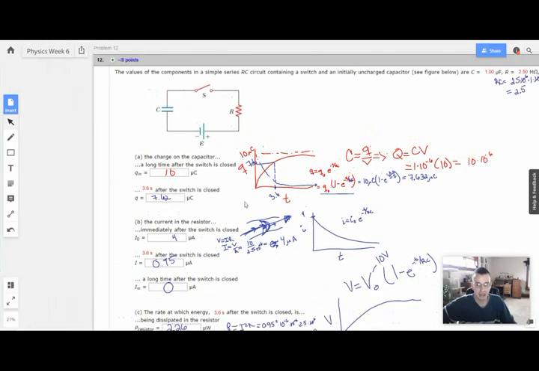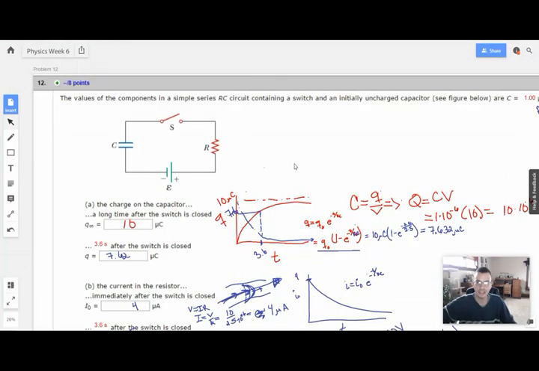Alright, and that's how you should think about capacitors and simple RC circuits.